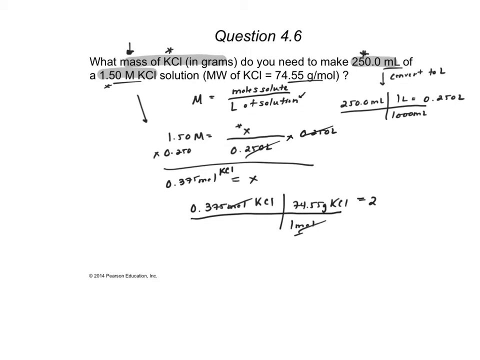And I kind of made a little error when I did this multiplication, so if you get a little bit different, don't be worried. This ends up being 27.98, so I'm going to go ahead and round up to 28.0 grams of KCl. And so if we wanted to make the solution, we do all these calculations, then we go measure out 28 grams of KCl.